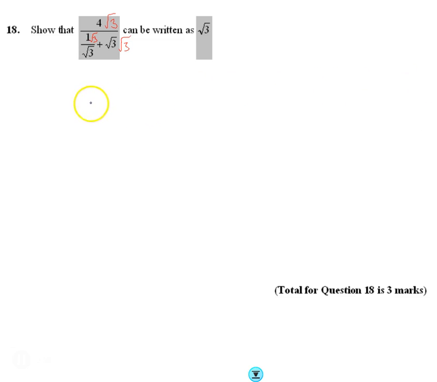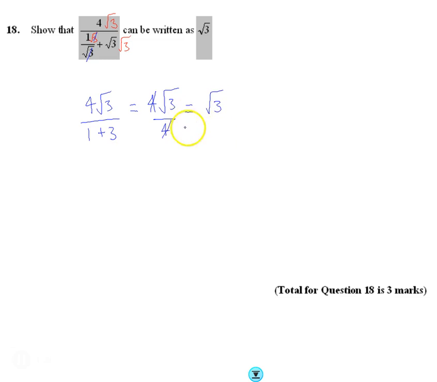So spotting that, the numerator becomes 4 root 3, and the denominator becomes root 3 over root 3, which is just 1, and root 3 squared, or root 3 times root 3, is just going to be 3. So that gives me 4 root 3 all over 4, which you can see the 4s are going to cancel, just like the root 3s cancelled here, leaving just root 3.